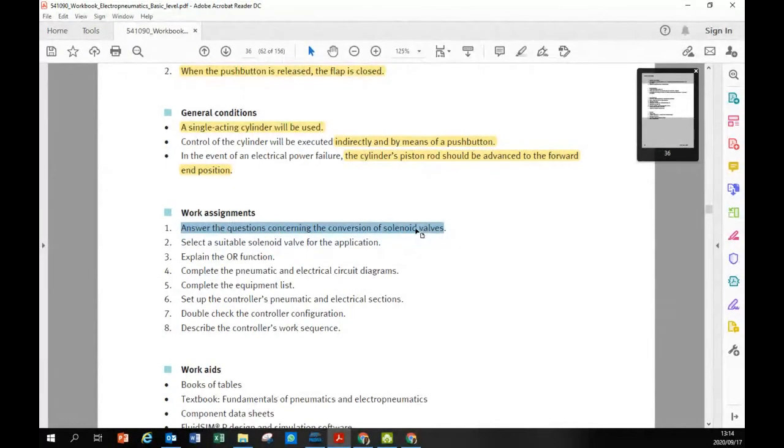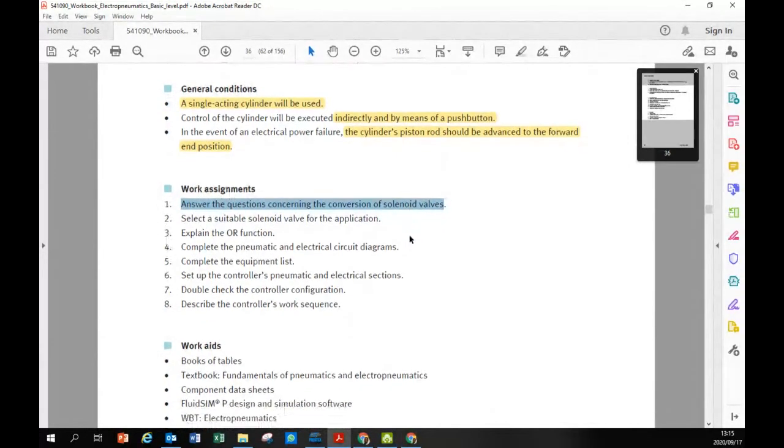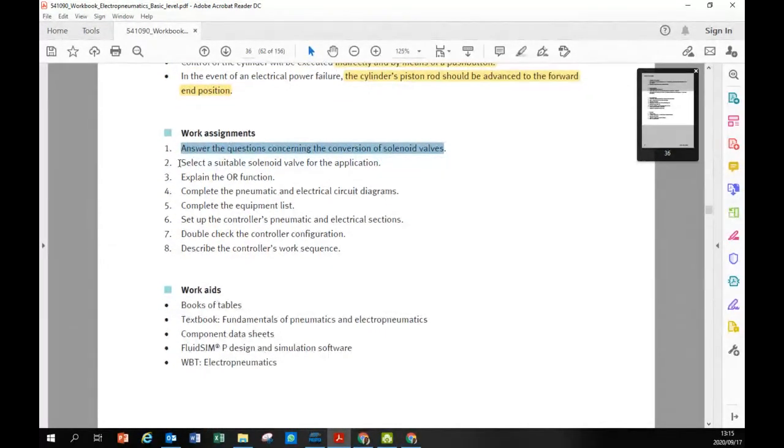So this week, as I mentioned, we can't convert, and select the suitable solenoid valve. Okay. Since you guys don't do basic pneumatics, you do electro-pneumatics, I'll put two types of valves there when I design the circuit.